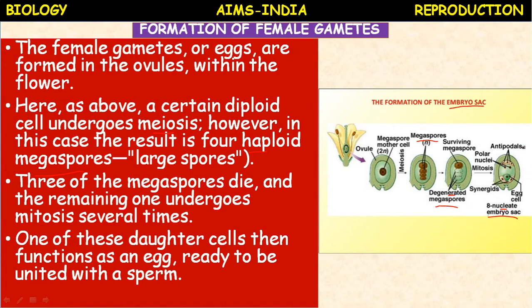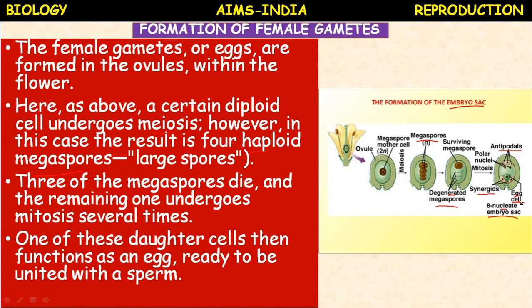Out of these 8 nuclei, 3 are antipodals, 2 are polar nuclei forming the diploid secondary nucleus, then 2 synergids and 1 egg cell. Only 1 egg cell is produced here. An ovule consists of only one egg cell. This is the formation of the embryo sac.